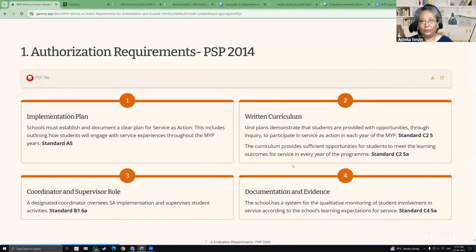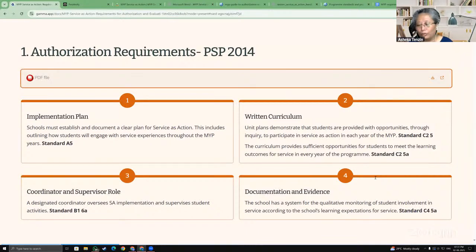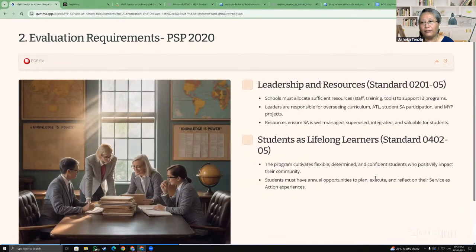Yes, so these are all the authorization requirements. Now let's go to the evaluation requirements. All the schools that are going in for evaluation will have to follow the PSP 2020, the Program Standards and Practices for 2020. And there are two places where there is mention of service as action.